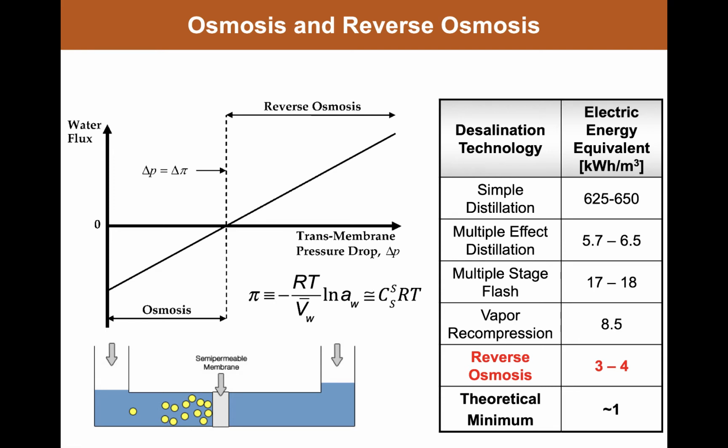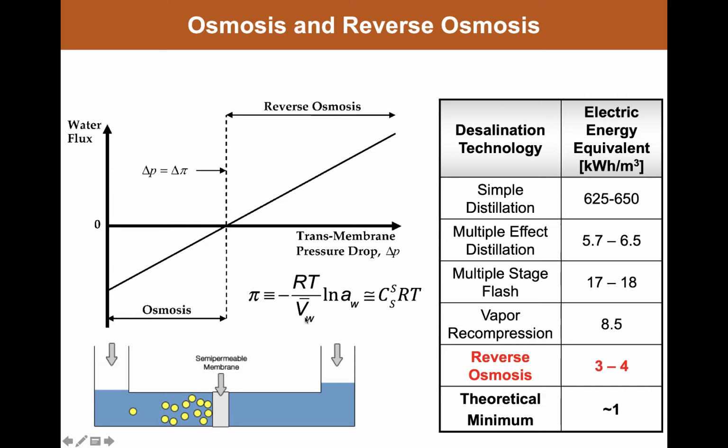And the pressure difference where the water flux is exactly equal to 0 corresponds to what's called the osmotic pressure in the solution, or more correctly, the difference in the osmotic pressure between the left and right-hand side of this membrane. The osmotic pressure is defined very generally from thermodynamics as essentially a measure of the thermodynamic activity of water in a solution. R and T are the gas constant and absolute temperature.